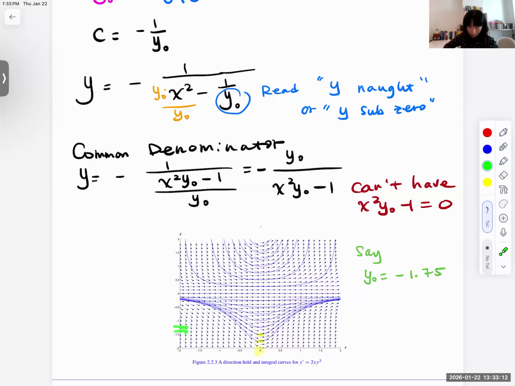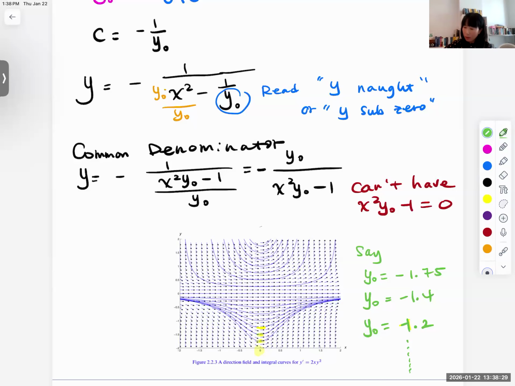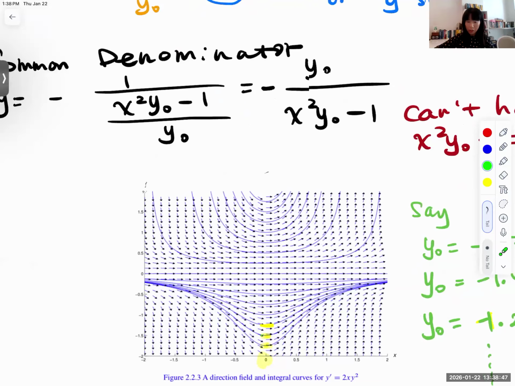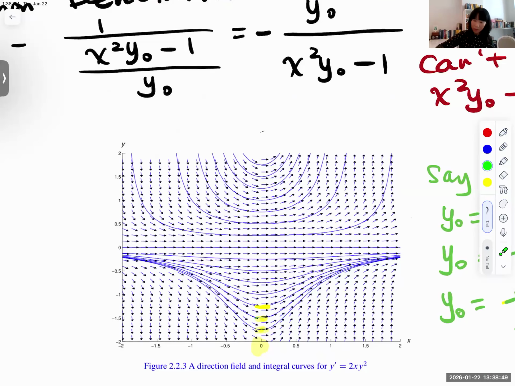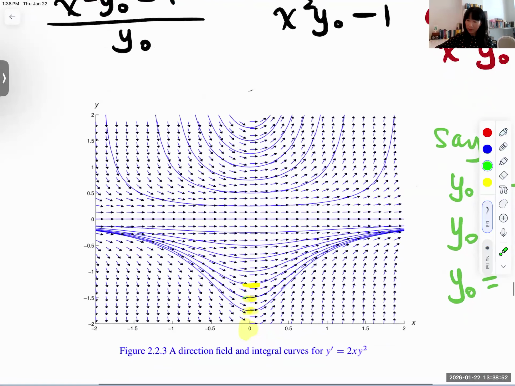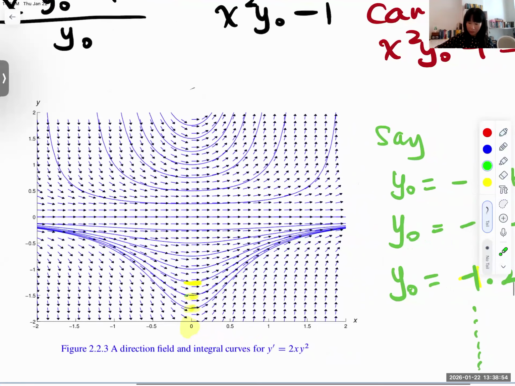Let me see. Okay, so I made approximately, when x equal to 0, the y value is negative 1.75, negative 1.4, and negative 1.2. So you check it out. Check it out. Yeah, like that. Okay. All right.